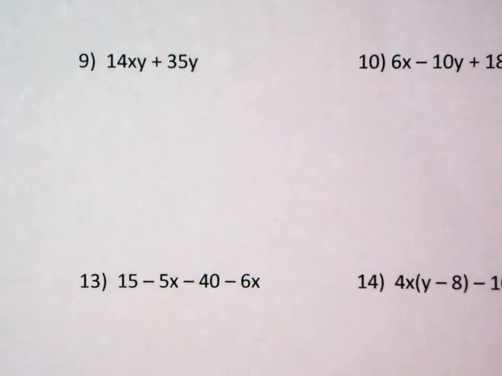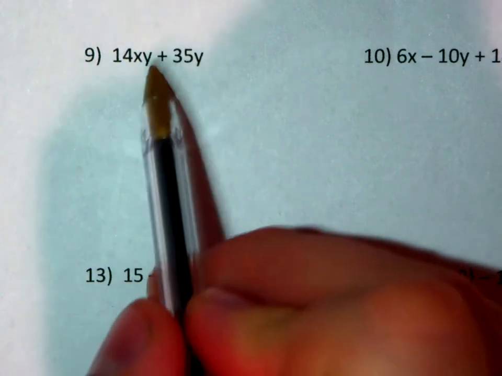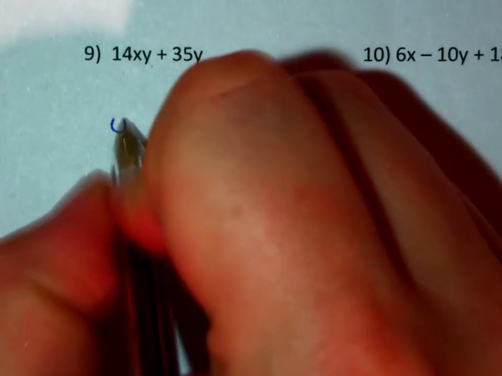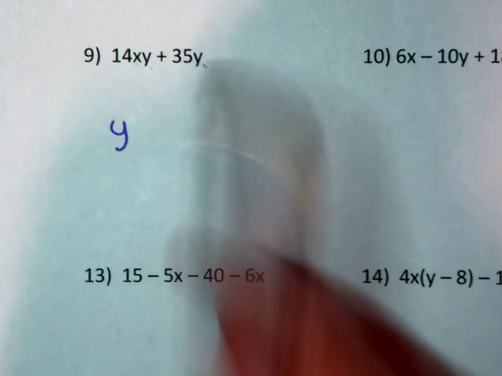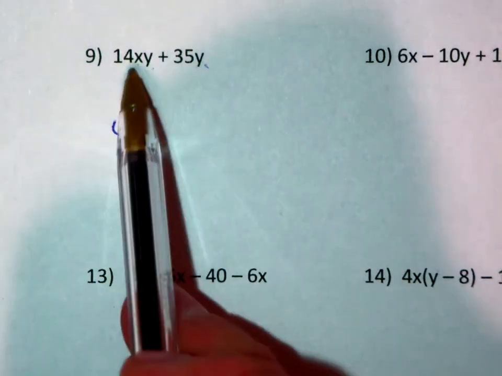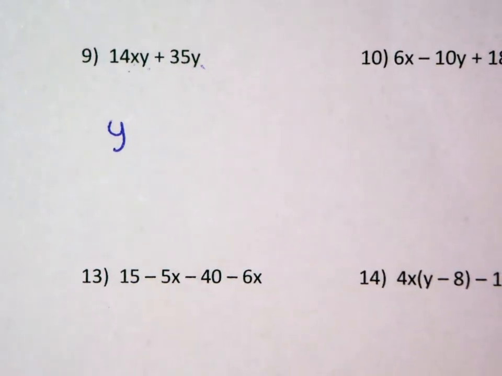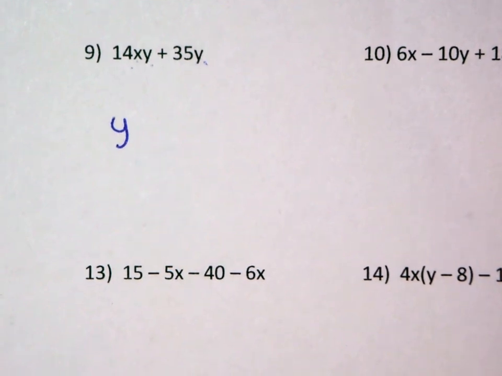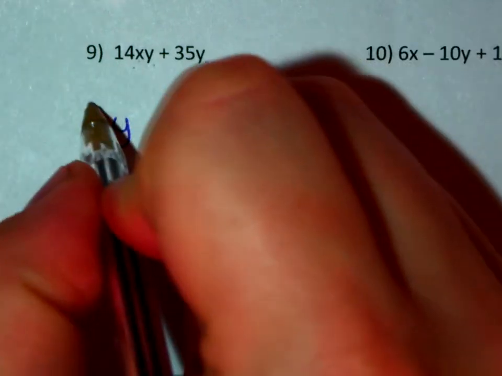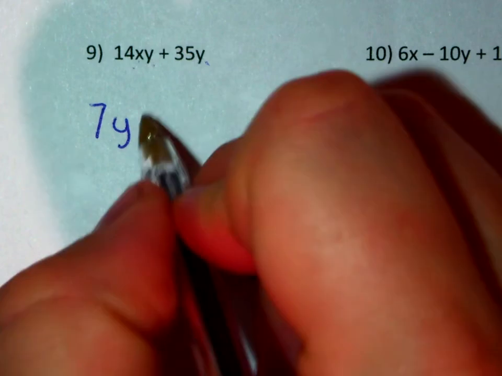Number 9, 14xy plus 35y. Well, I see that we have a y in both terms, so I know I can factor out a y. There is not an x in both terms, so I cannot factor out an x. And then I have two numbers, 14 and 35. My common GCF would be 7, because 7 goes into 14 evenly, and it also goes into 35 evenly. So 7y is my greatest common factor for these two terms.